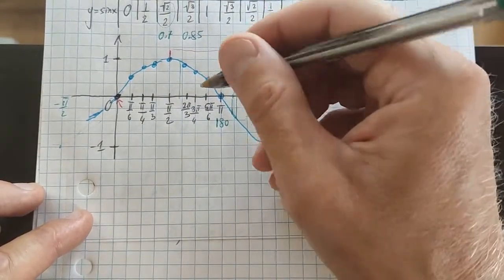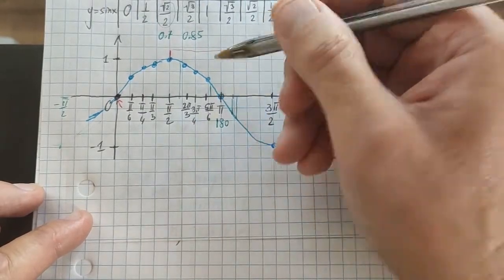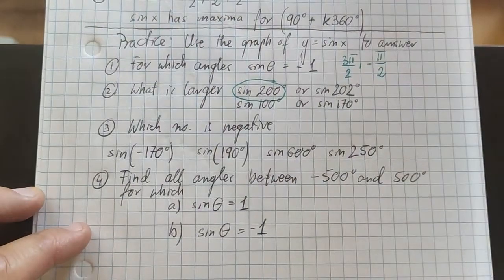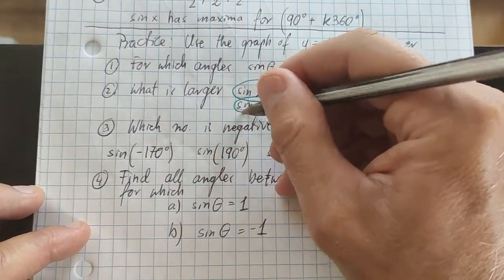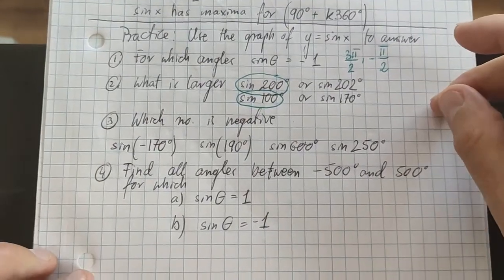And sine of 170, I'm right before 180, or right before 0. Well, so the first one, sine of 100, is larger, right? It's greater. So this is a greater number. Okay, so let's look at the next one.